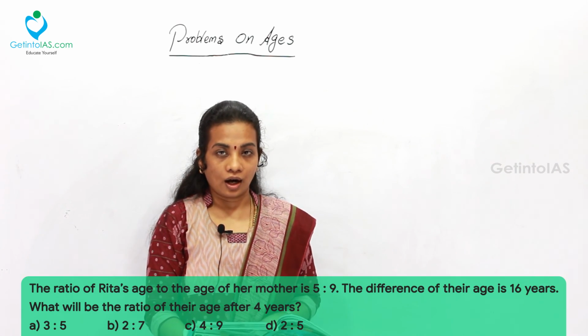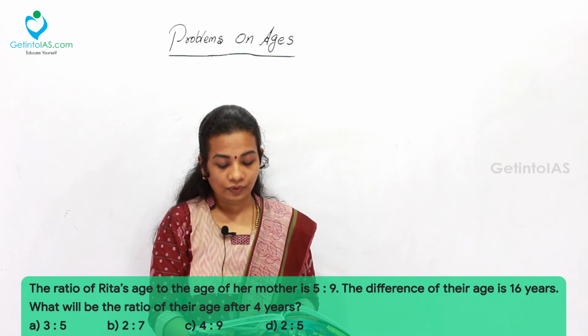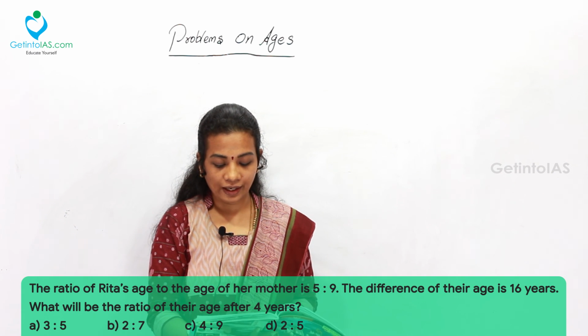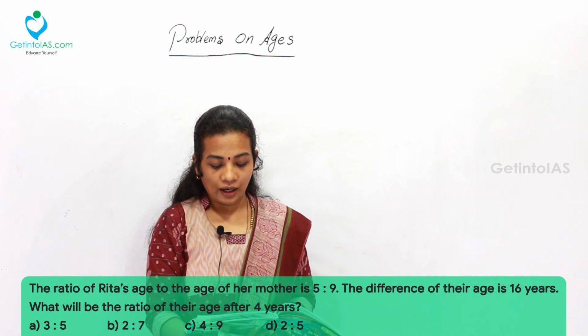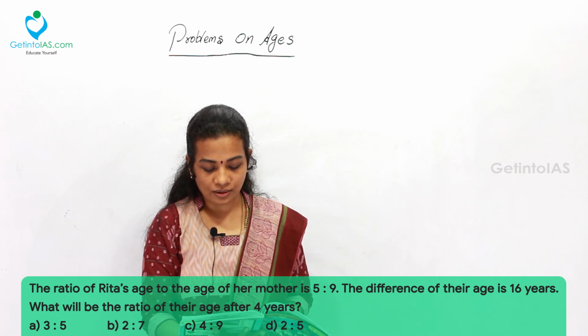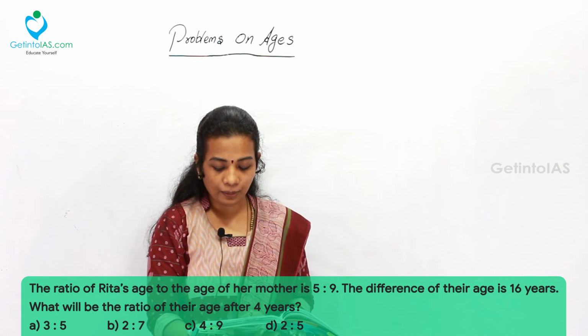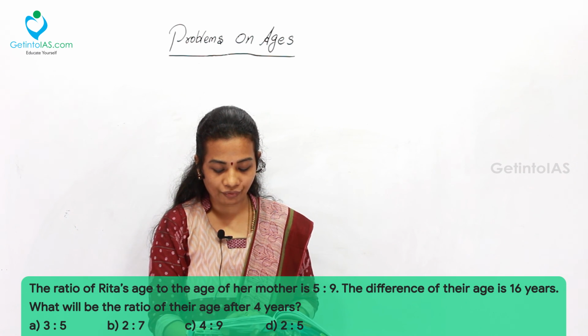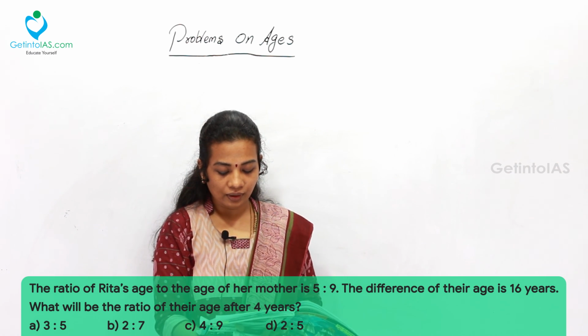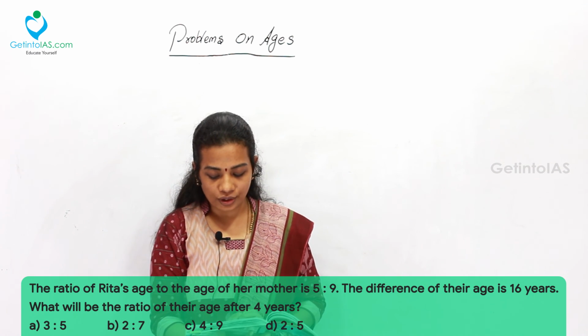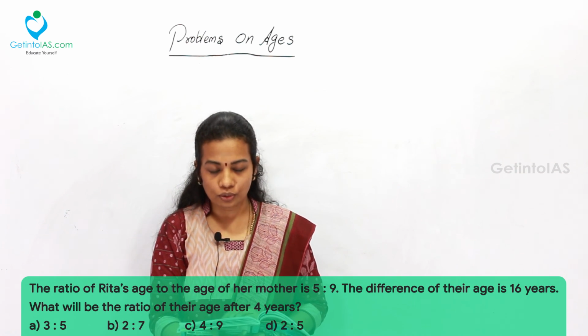Now it's your turn to answer. The question for you is: the ratio of Rita's age to the age of her mother is 5:9. The difference of their ages is 16 years. What will be the ratio of their ages after 4 years? Your options are 3:5, 2:7, 4:9 and 2:5.